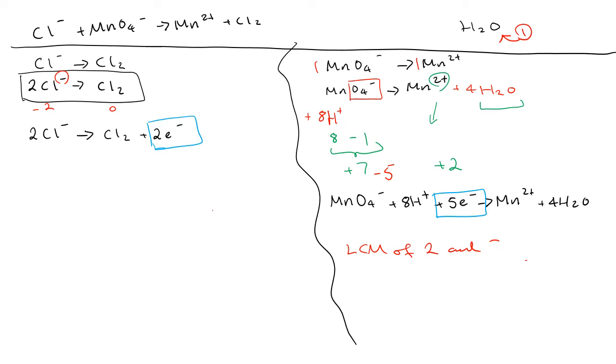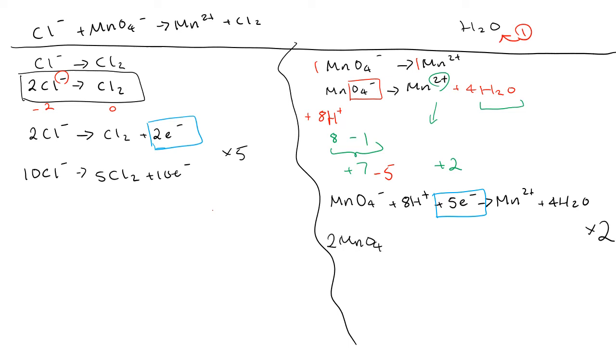So we want the number of electrons for both of the half equations to equal 10. And to get to 10 from 2, we times by 5. So we need to times the whole equation by 5. So we end up with 10Cl⁻ produces 5Cl2 + 10e⁻. And to get to 10 from 5, we need to times by 2. So this becomes 2MnO4⁻ + 16H⁺ + 10e⁻ produces 2Mn²⁺ + 8H2O.